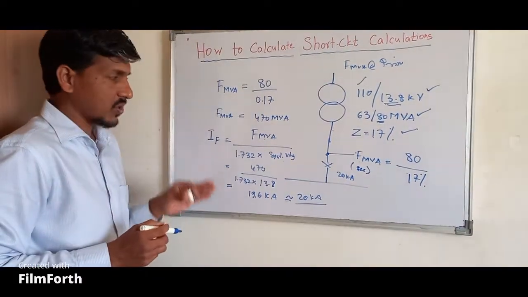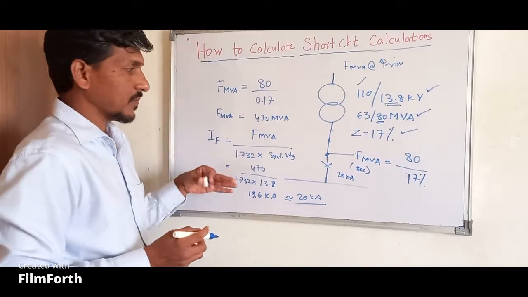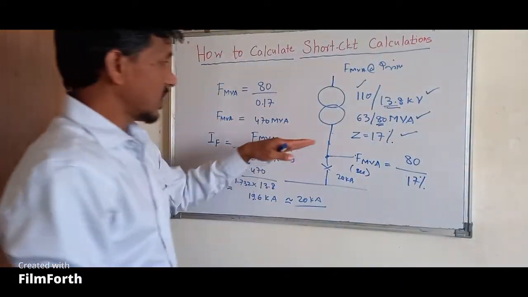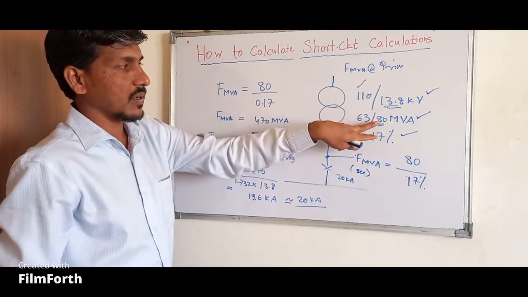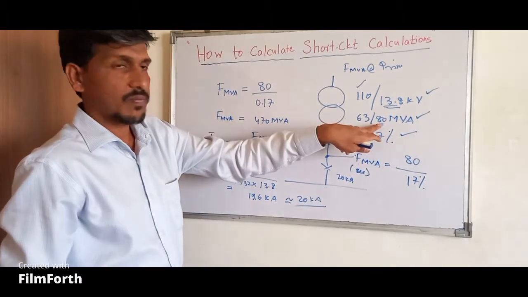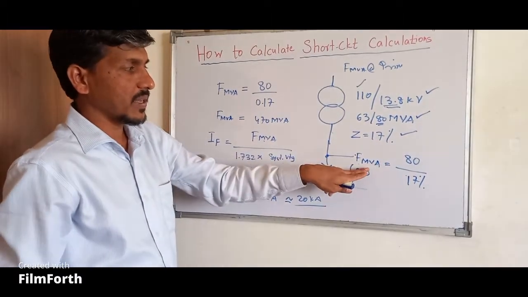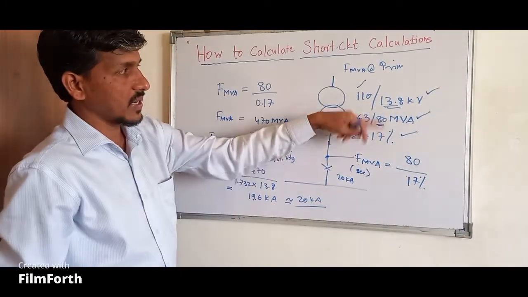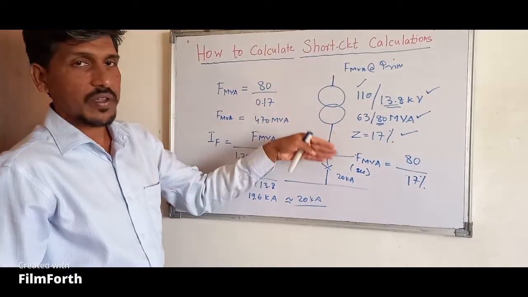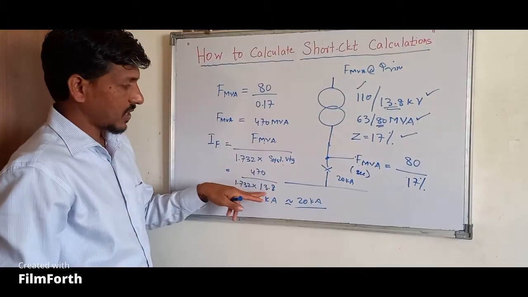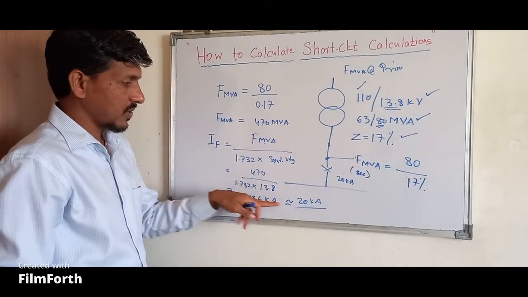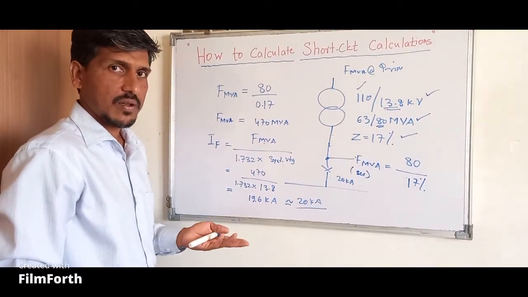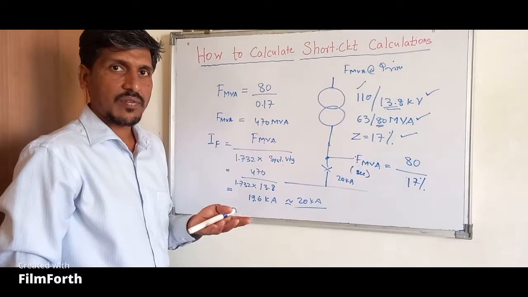Now based on this fault current, you will be able to calculate the minimum cross sectional area required for the HV cable. So with this simple formula, with these two values, that is your 80 MVA power rating and the percentage impedance, we get the fault MVA. Then fault MVA divided by root 3 into system voltage, that is the secondary side voltage, because we are considering the fault MVA at the secondary side. We have taken 13.8 kV, so 470 divided by root 3 into 13.8 kV gives you 20 kA. So you got the fault current. This is just a simple way of finding the fault level at the transformer secondary side.